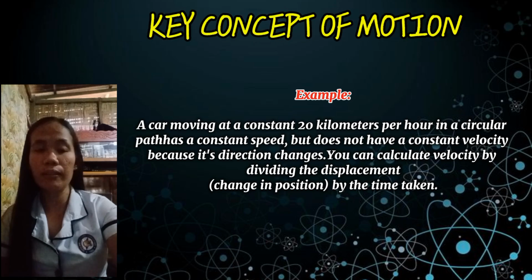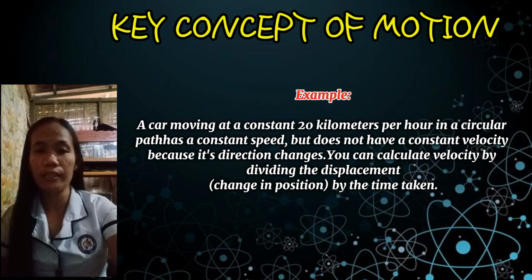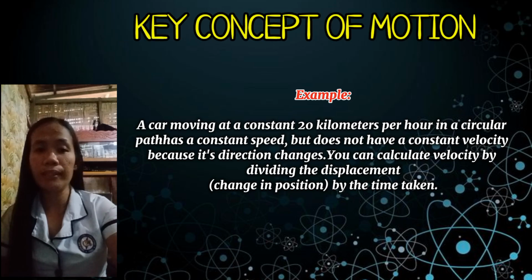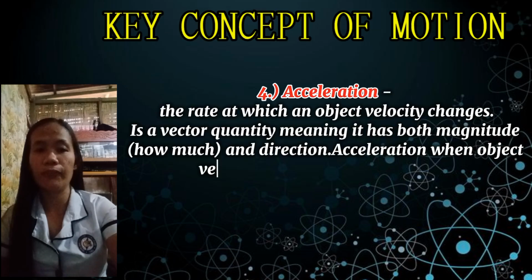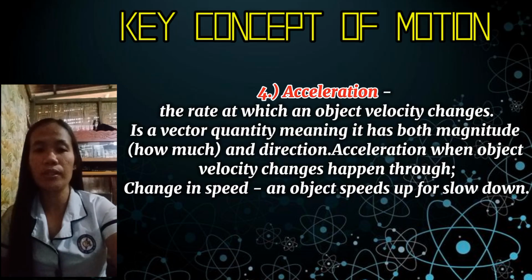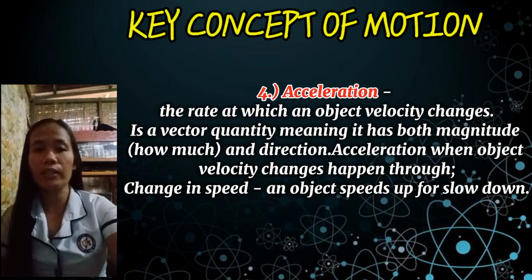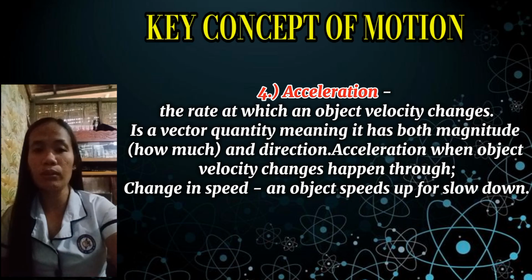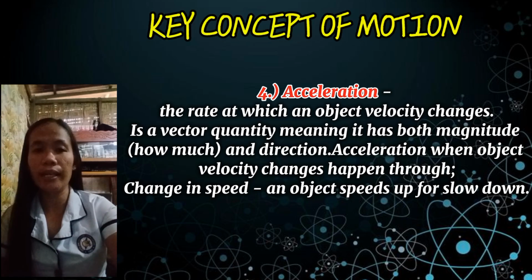You can calculate velocity by dividing displacement, the change in position, by the time taken. Number 4 is acceleration, the rate at which an object's velocity changes. It's a vector quantity, meaning it has both magnitude, or how much, and direction.